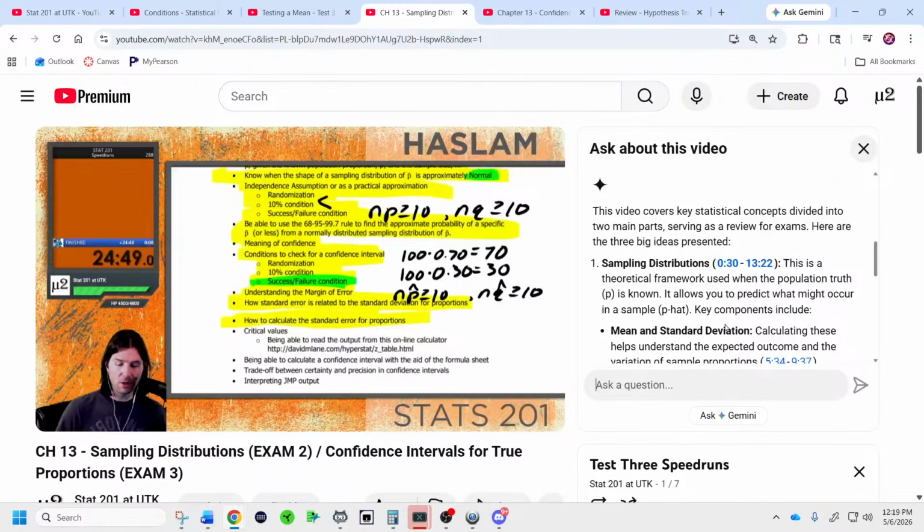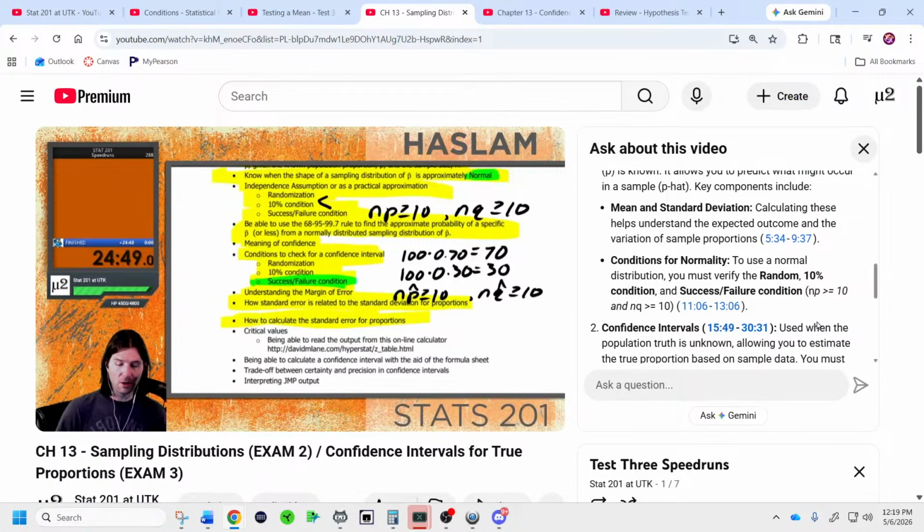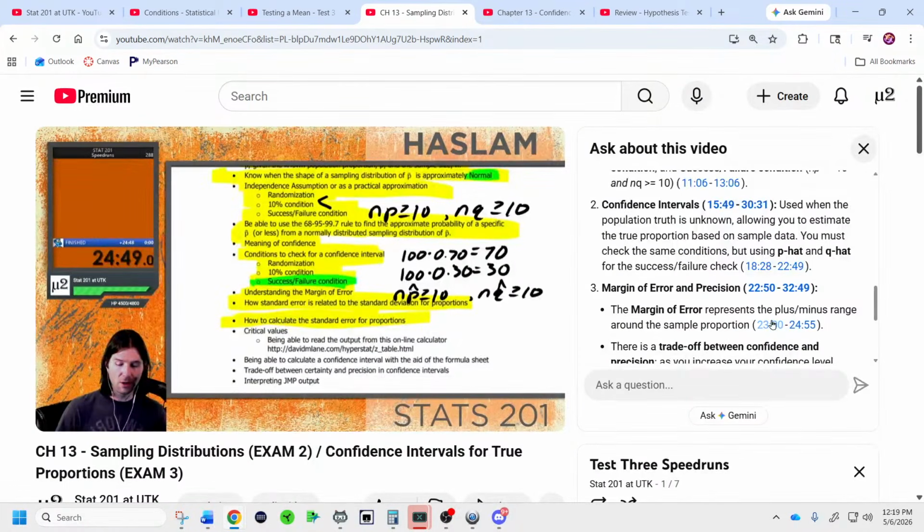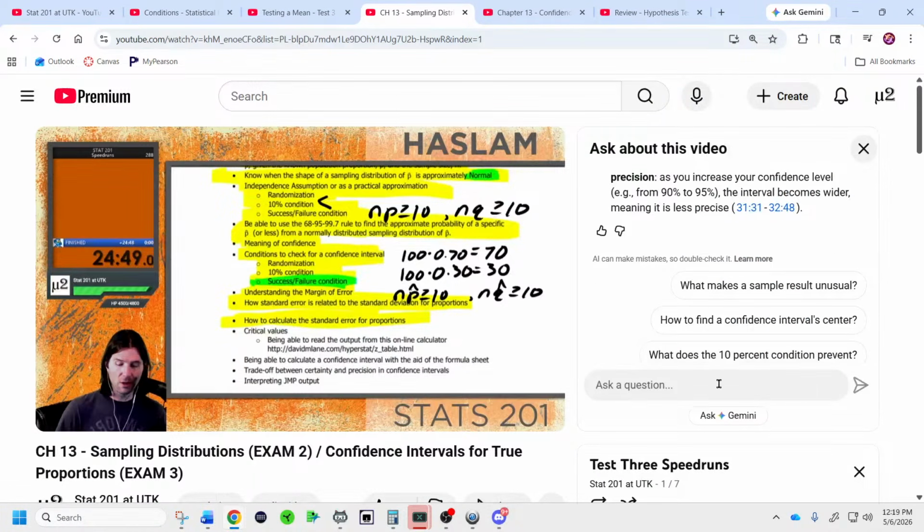Now, you have to make sure sampling distributions, well, that's from test 2. Means and standard deviations, confidence intervals, and margins of error and precision. Give me 3 questions on confidence intervals.